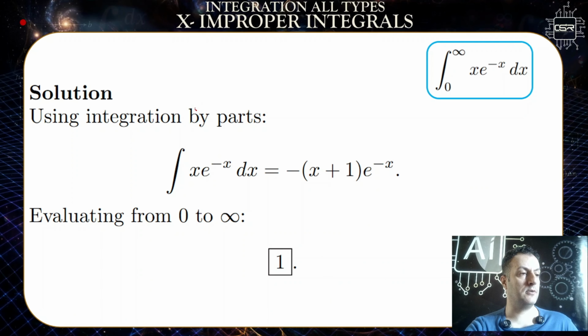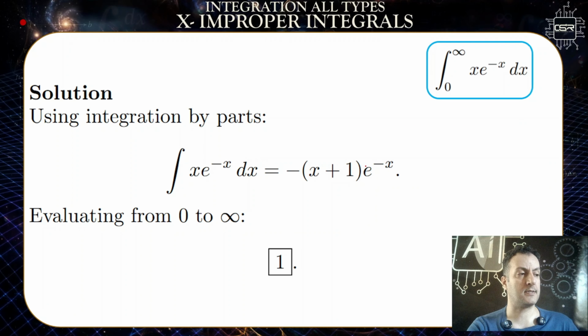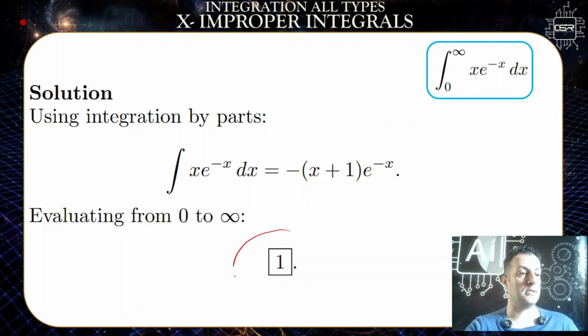And here's the solution. Integral x e^(-x) dx is equal to minus (x plus 1) e^(-x). Evaluating from 0 to infinity gives us 1.